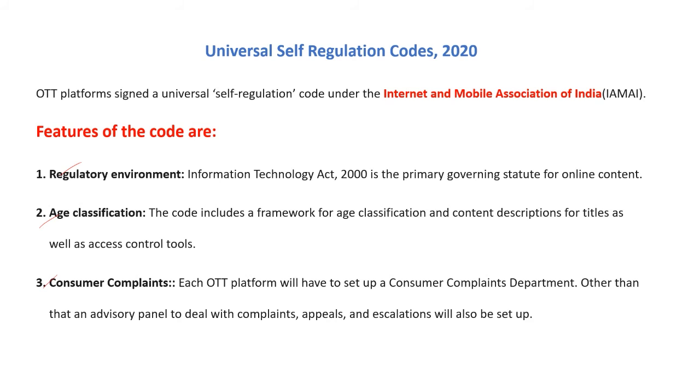The age classification will be given through this code, because some content can be harmful to people with psychological conditions or mental disabilities, to pregnant women, and to children. It may affect their mentality, so age classifications and descriptions will be given. And consumer complaints will be taken up under the universal self-regulation code and rectified. So this is the digital content regulation by the government.